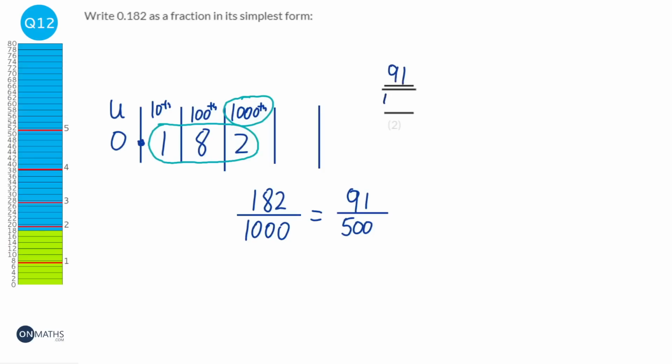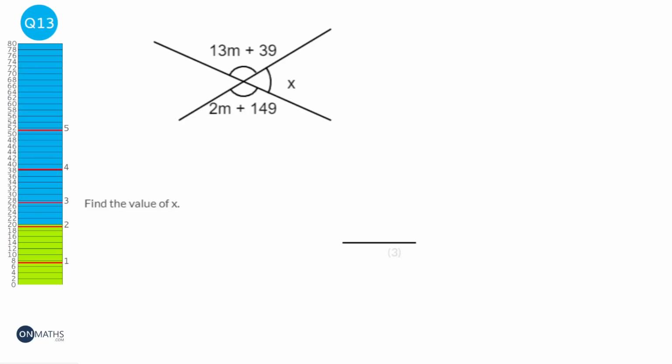91 over 500. So we have a set of vertically opposite angles here and here, and we're going to start with those because we have to find out what m is before we can work out what x is.